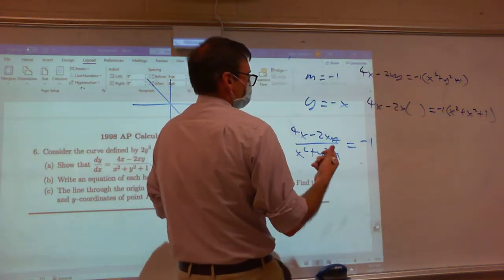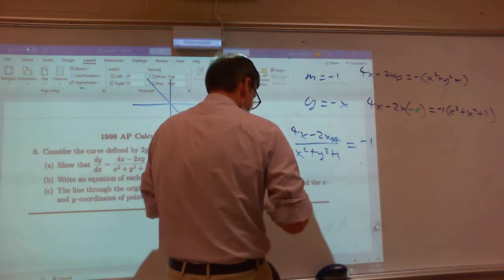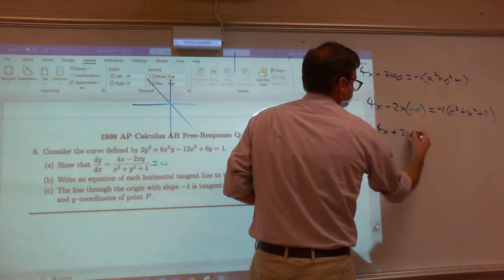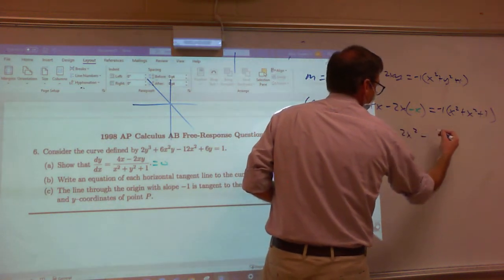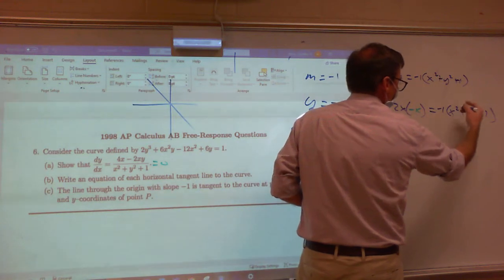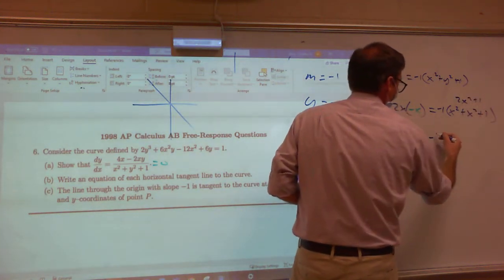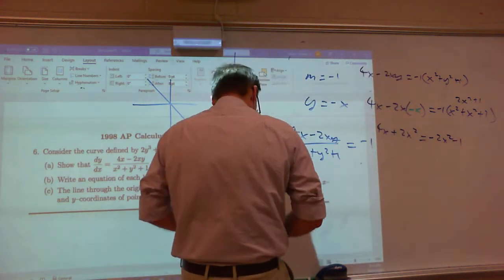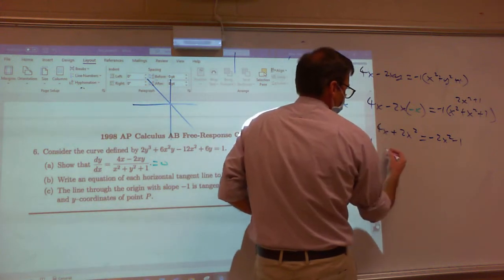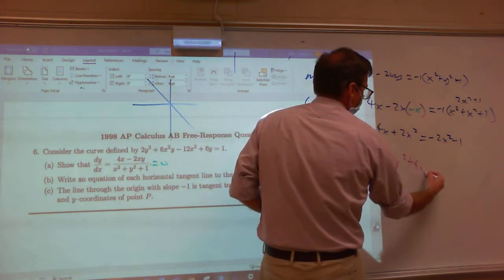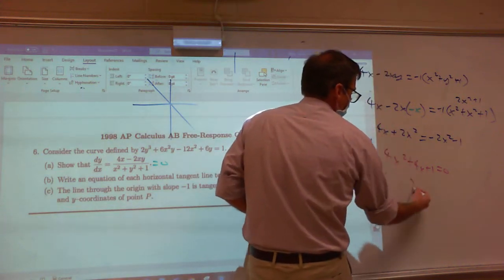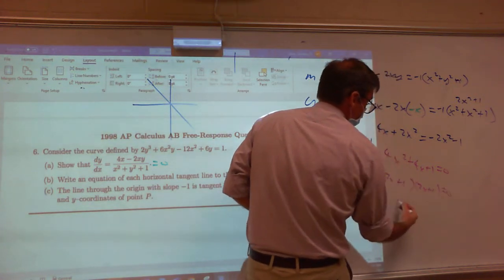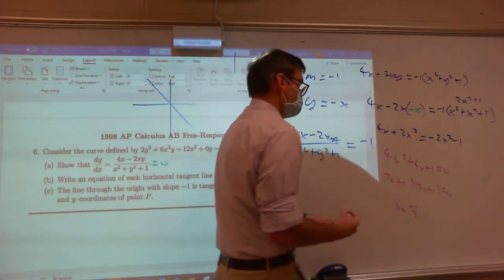So I get 4x plus 2x squared equals, that's 2x squared plus 1, so minus 2x squared minus 1. And I get 4x squared plus 4x plus 1 is equal to 0. It's going to factor as (2x plus 1) times another (2x plus 1). And so I end up with x is equal to negative 1/2. Yay!